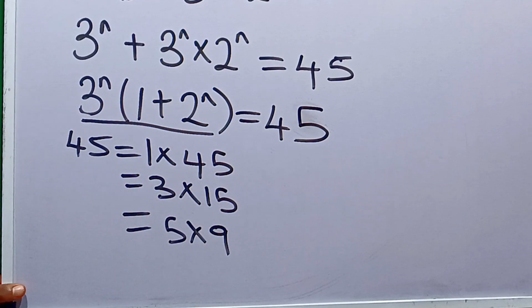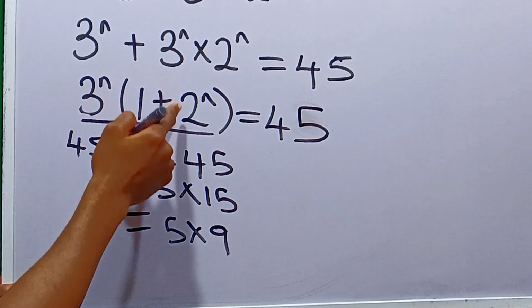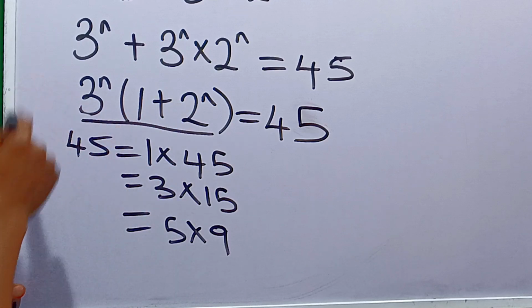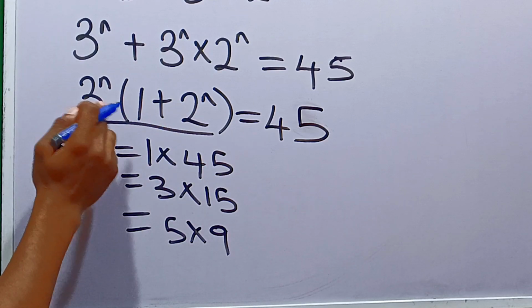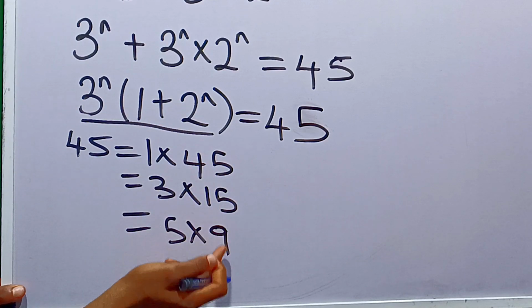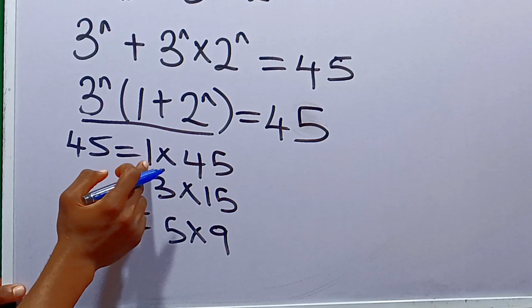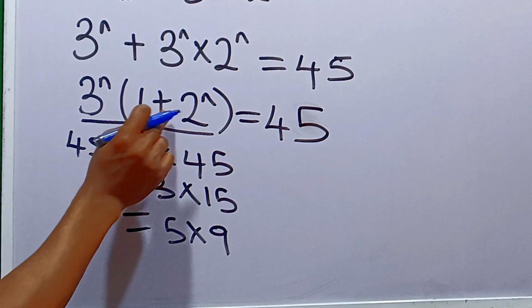Moving on from here, looking at this expression 3 raised to the power n into 1 plus 2 raised to the power n, you can notice that 3 raised to the power n should be greater than 2 raised to the power n plus 1. So you can conclude that 3 raised to the power n here can be 45, 15 or 9, while 2 raised to the power n can be 1, 3 or 5. That's 2 raised to the power n plus 1.